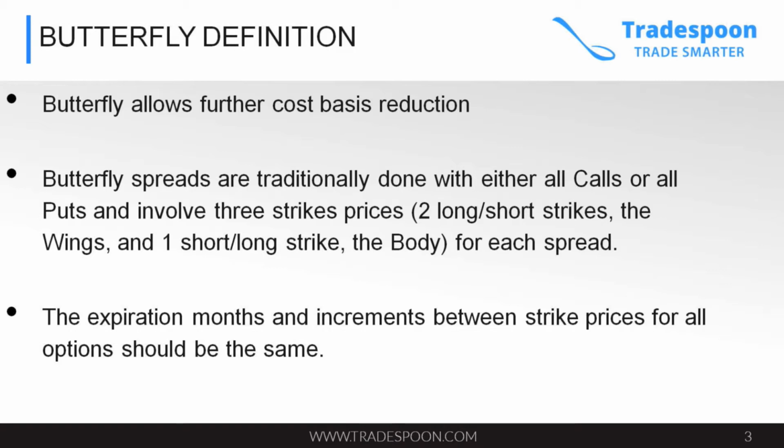Butterfly spreads are traditionally done with either all calls or all puts and involve three strike prices. You have two long strike prices, and in the middle you have a short strike price. The wings are the long strikes, and the short strike is the body for each spread. The expiration months and the distance between each strike is the same.